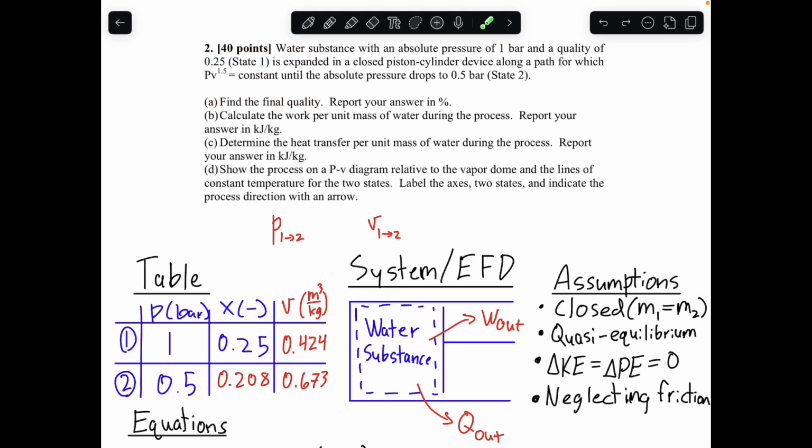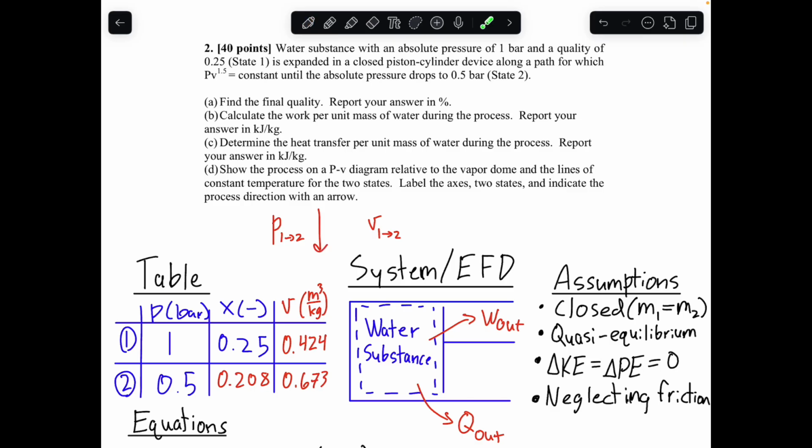Now we can move on to the final part of the problem, which asks us to show the process on a PV diagram relative to the vapor dome and the lines of constant temperature for the two states. And they want us to label the axes, the two states, and indicate the process direction with an arrow. So since we know we are going to be drawing a PV diagram, I think it's useful to just first lay out how does pressure change from state 1 to state 2, and how does specific volume change from state 1 to state 2. So pressure here we see we start at 1 bar and drop to 0.5 bar. So pressure is going to decrease as we move from 1 to 2.